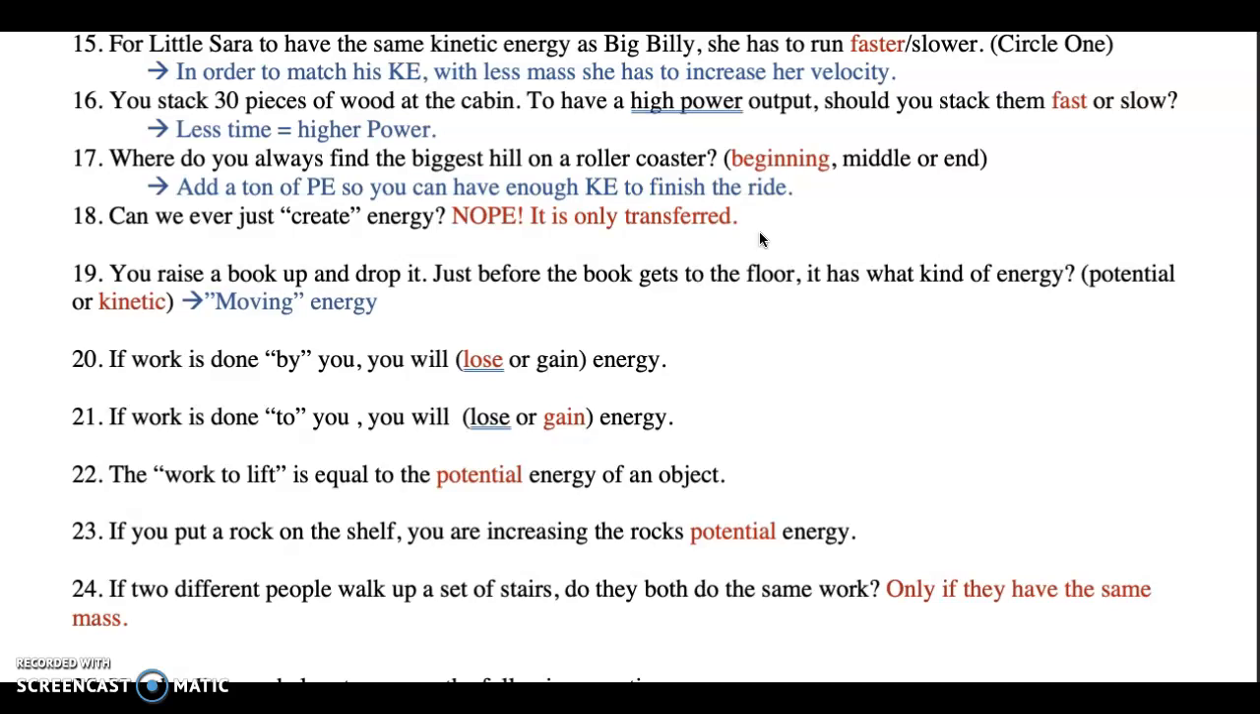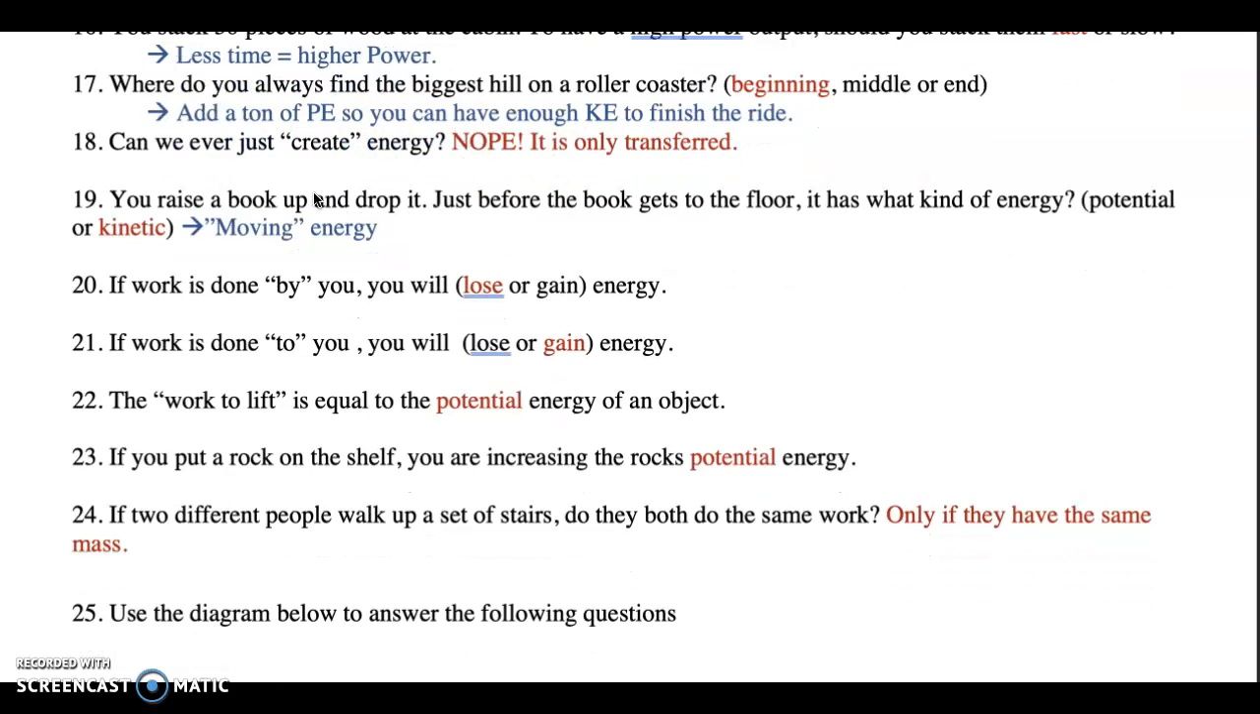So we always find the biggest hill on a roller coaster at the beginning. Why? Because we're going to add a ton of potential energy at the beginning so that the kinetic energy will have enough to finish the ride. And obviously we're transferring a lot of that energy, that potential, to kinetic. But in that case, we also have friction, air resistance, a lot of pieces like that that are ultimately going to transfer some of that potential energy out. So energy can never be just created. And that's why at the beginning of a roller coaster, you have the mechanical aspect that raises you higher.